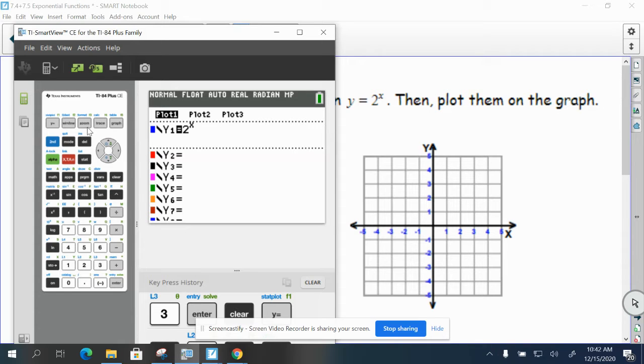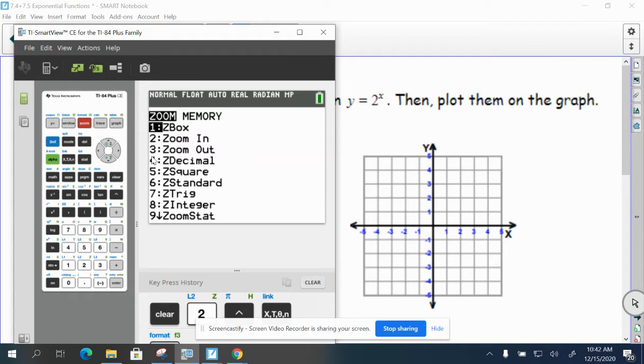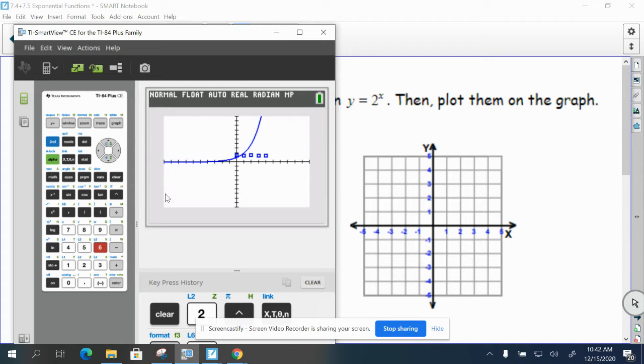Once you do that, you're going to press the zoom button, in the top middle of your calculator, and 6, because that's the standard window. So zoom 6. Ignore any of the dots that are there. That's fine, that's just from your plot when you were doing statistics in the last unit. So this is different than what we're used to with lines. This is clearly not a line because it's curved. Exponential functions don't work like a line.